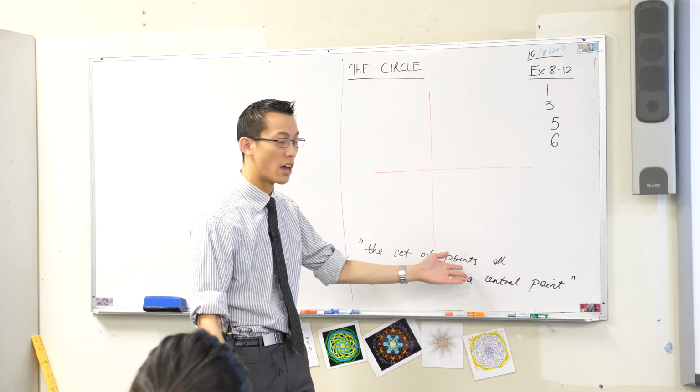Okay. Now, what I'd like you to do is put a Cartesian plane on top of your circle, right in the middle. Okay, so it's going to look something like this.